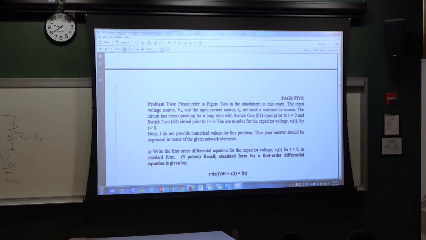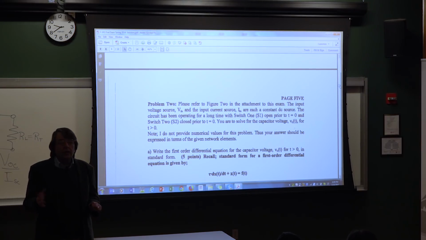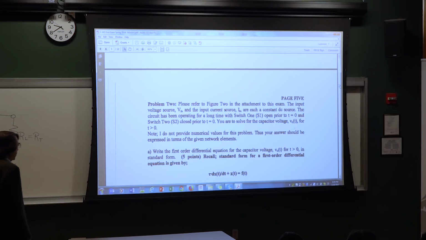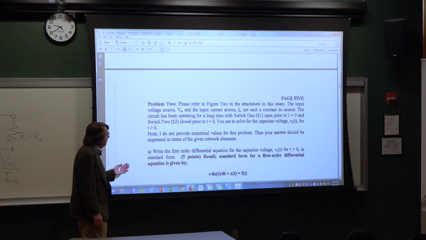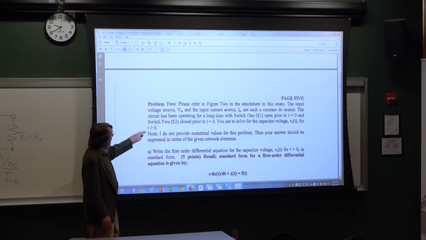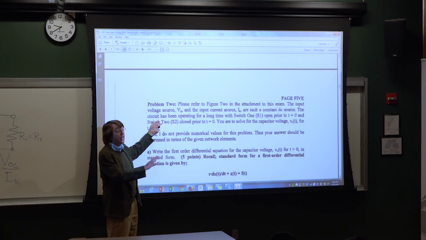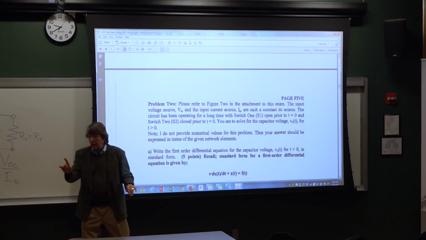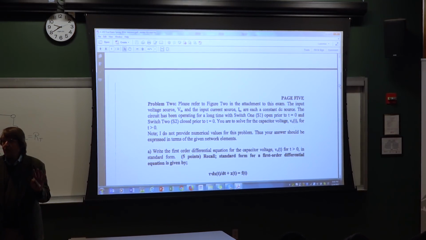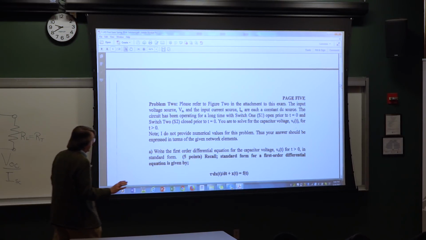Just make sure you take your time and read it carefully, so I don't want any problems on the final. Know which side the switches are on and which is closing and which is opening. It says here, the input voltage source and the input current source are each a constant DC source. Now, I tell you, the circuit has been operating a long time. That's my way of telling you it's in steady state.